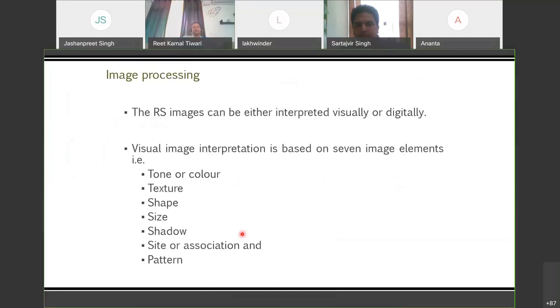Now coming to the image processing part, I told you earlier that we do two types of image interpretation. One is visual image interpretation and the other is digital image interpretation. During visual image interpretation, we look into the following aspects: tone or color of the object, texture, shape, size, shadow, where the object is, that is site or association, and the pattern of the color, what pattern it is forming. If we combine all these factors, we will be able to identify which type of object is present in the image.